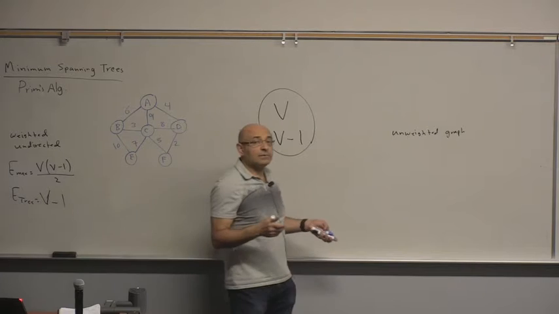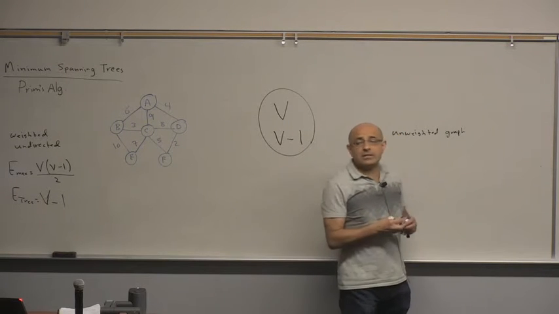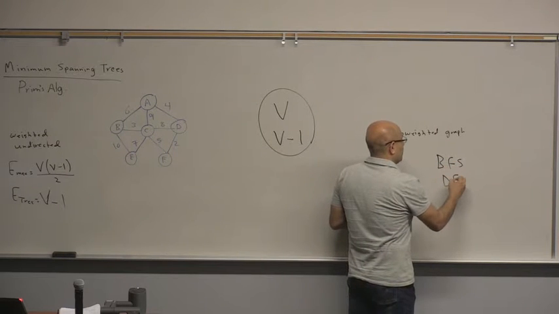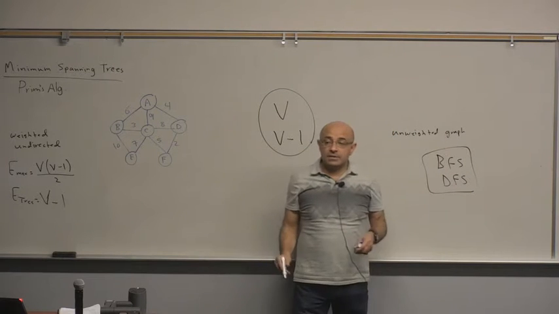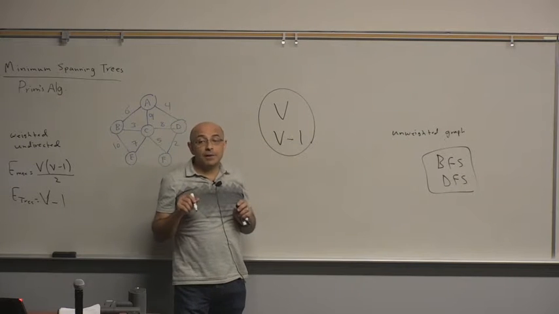Now, how do we find such a tree? BFS? Yeah, so just do any traversal. You can do BFS or DFS to find any tree. Because BFS and DFS form a tree. They select a subset of the edges that connect the vertices if possible.